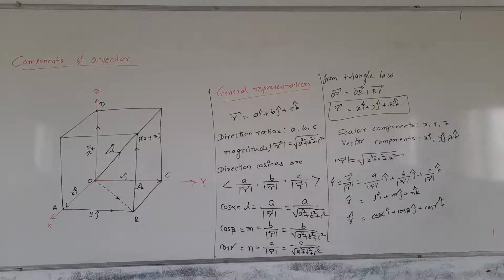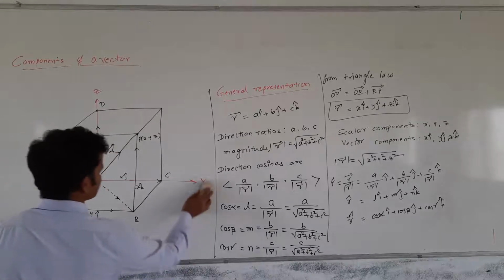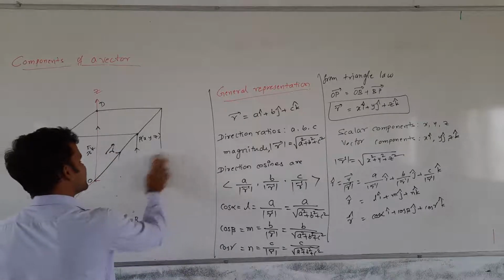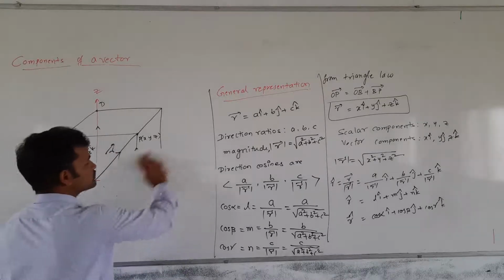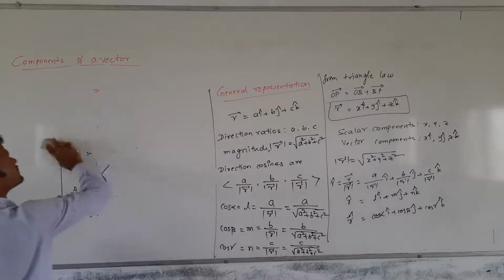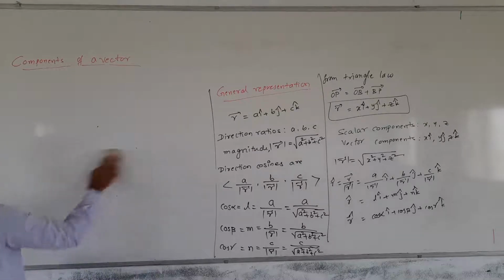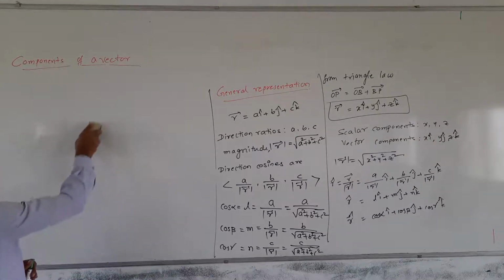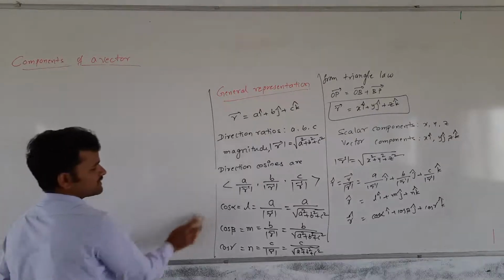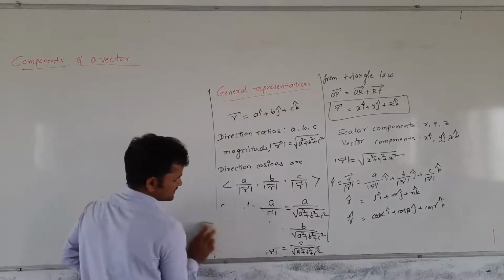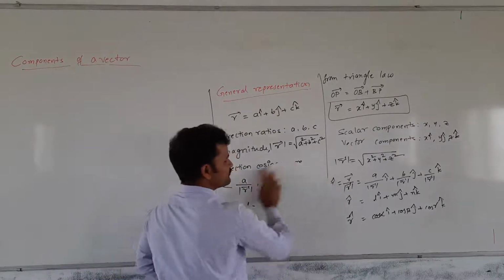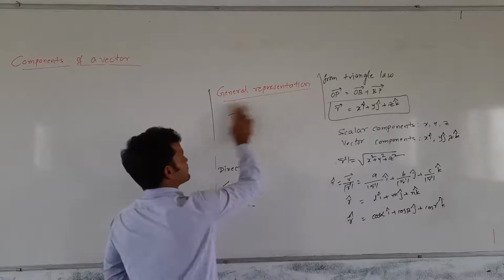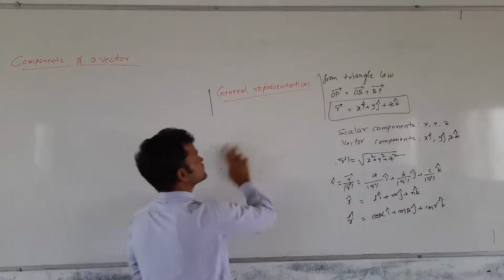Now, suppose there are two vectors in the component form. How to add, how to subtract, how to multiply a scalar to the vector, all those we are going to study. And then also, if there are two vectors in general, how they are equal, that is, what are the conditions for equality of two vectors. Let us see all those.